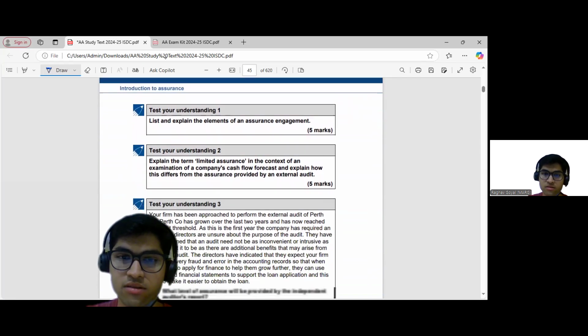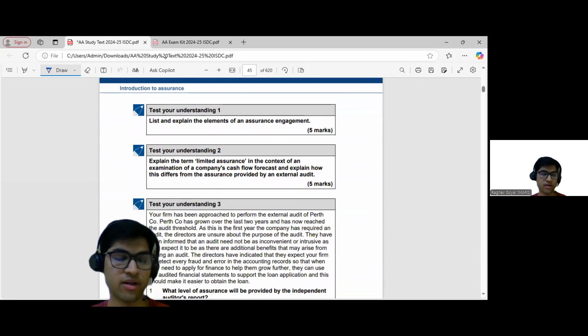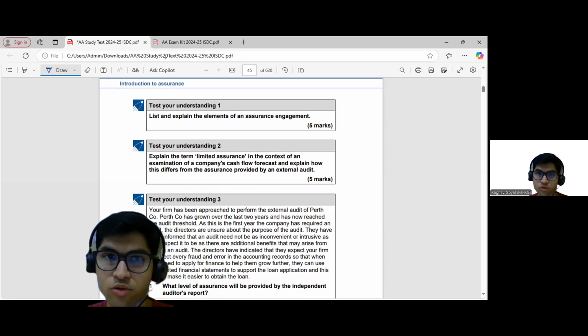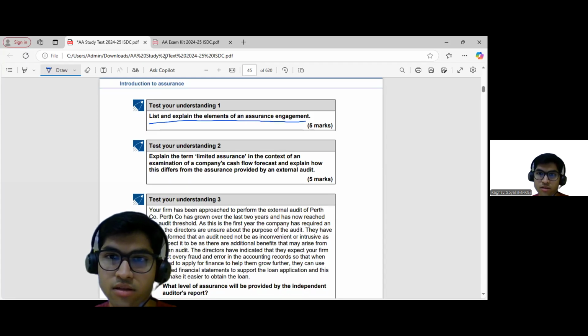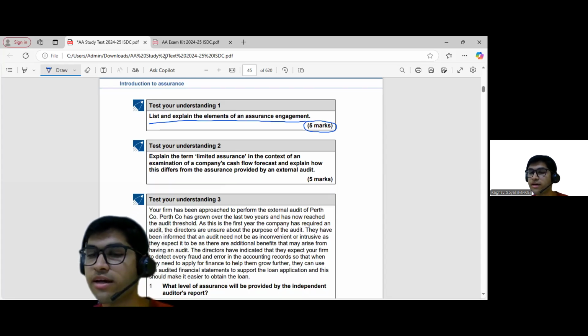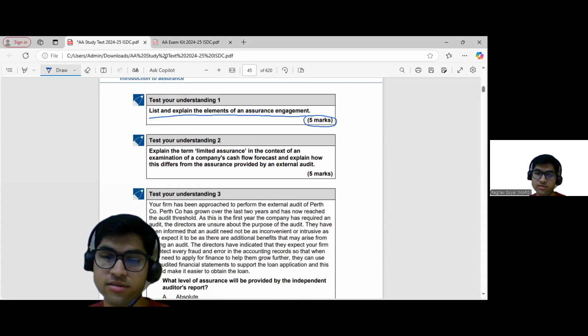So we have a few questions which we will do, after which our first demo lecture will be done and it will cover our first chapter. Here we have: list and explain the elements of an assurance engagement. I think there is a hint here: 5 marks for 5 elements. I'll give you a moment or two to recollect. Even if you don't, it's completely fine. If you think about it in a step-by-step manner, you'll figure out what it is.